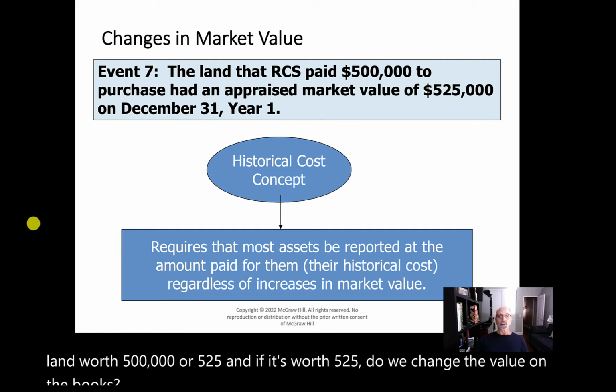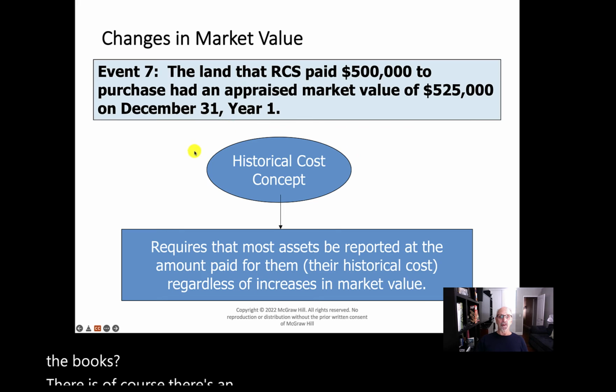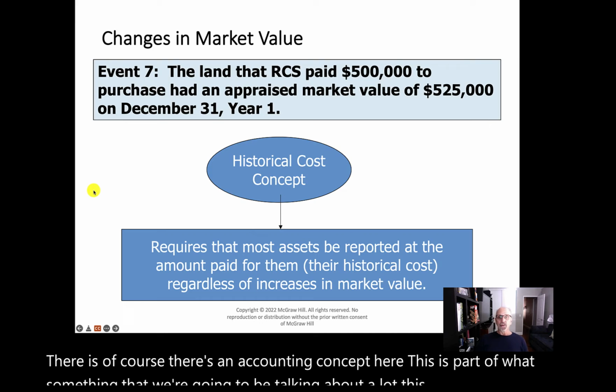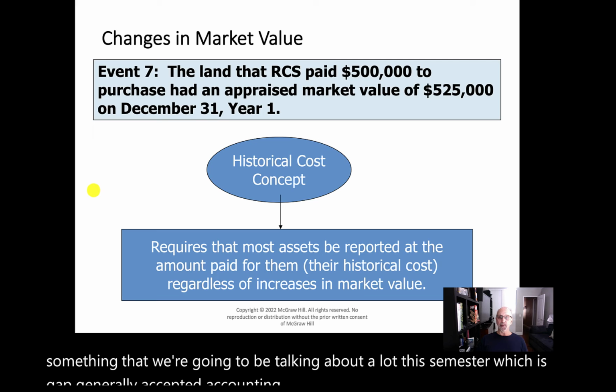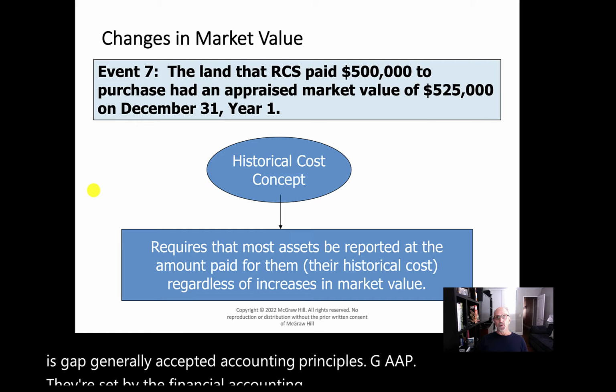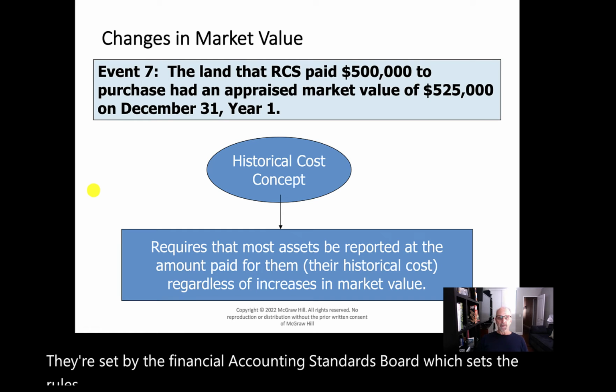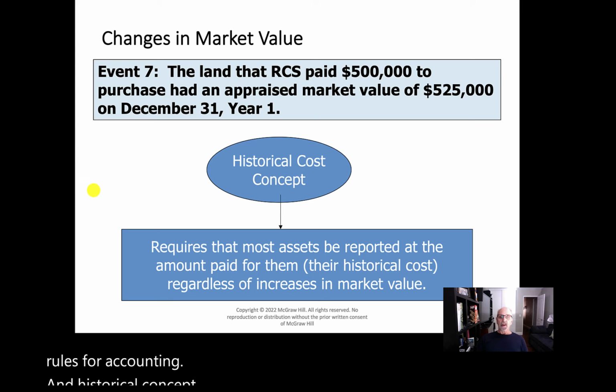Well, there's an accounting concept here. This is part of something that we're going to be talking about a lot this semester, which is GAAP, Generally Accepted Accounting Principles. They're set by the Financial Accounting Standards Board, which sets the rules for accounting. And the historical cost concept says that assets are reported on the books at the amount we paid for them, their historical cost. And that never changes.